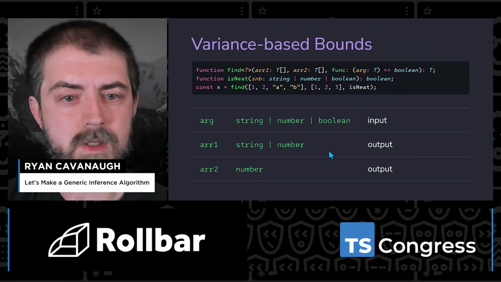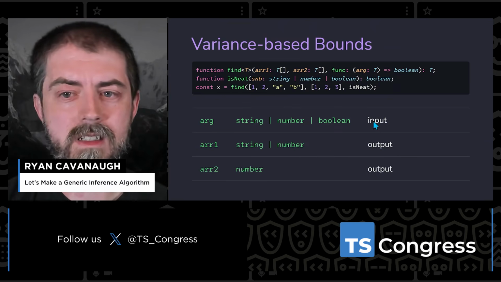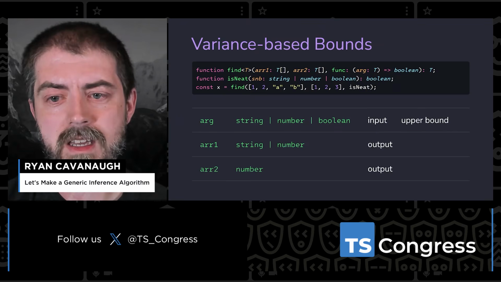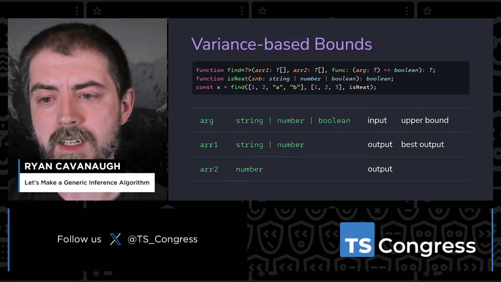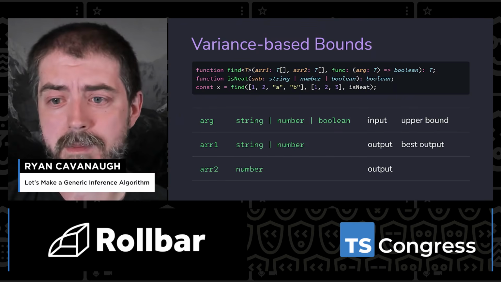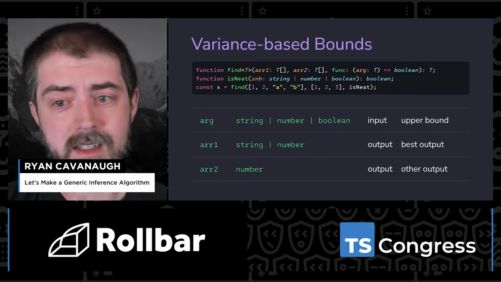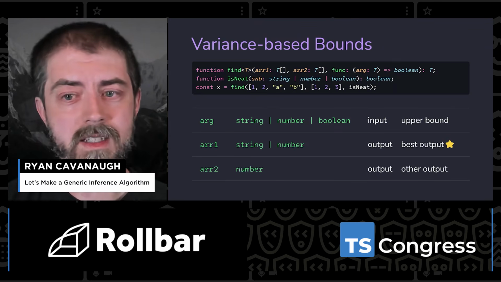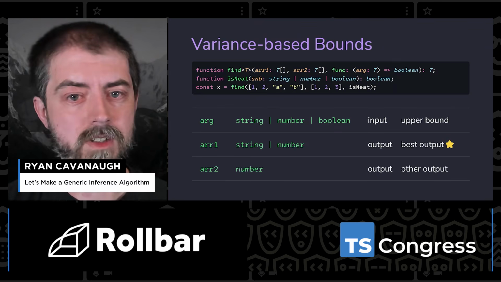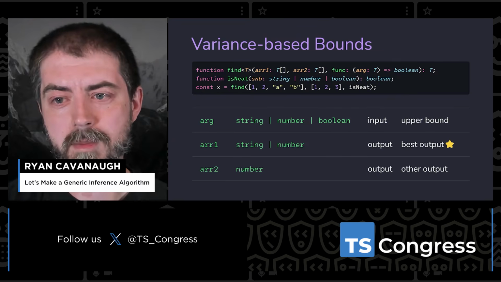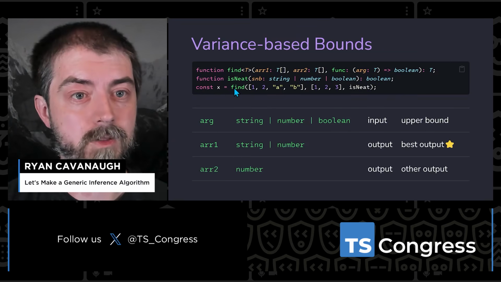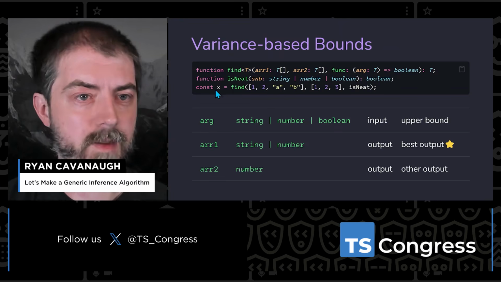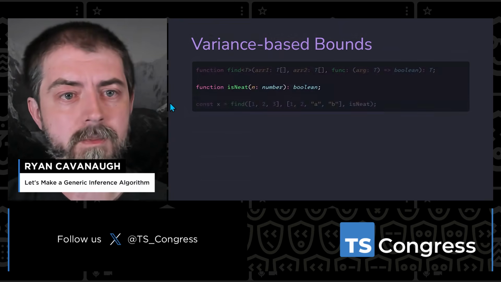So what we're going to do to get that result is treat the input positions as an upper bound on the result. And then we're going to do our regular best supertype algorithm among the other output candidates that we have. So our best output is string or number. That is below, in type theory terms, this string or number or Boolean upper bound. And we'll proceed with the call as if you'd called find of string or number. So that means that Boolean isn't showing up in X, which is definitely the right behavior.